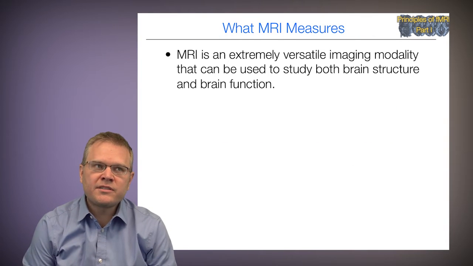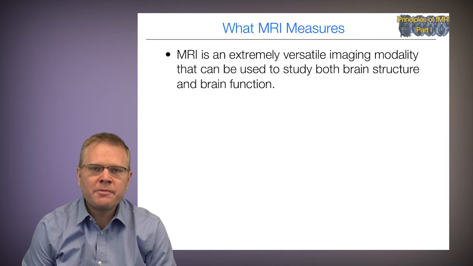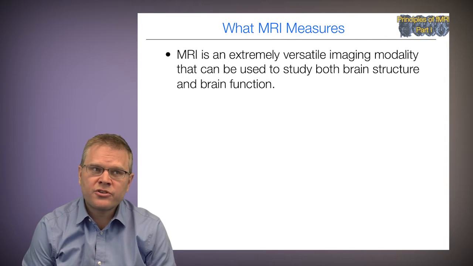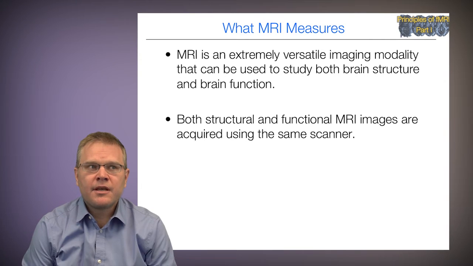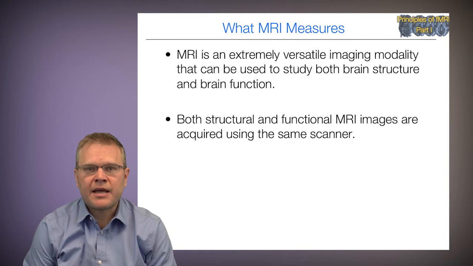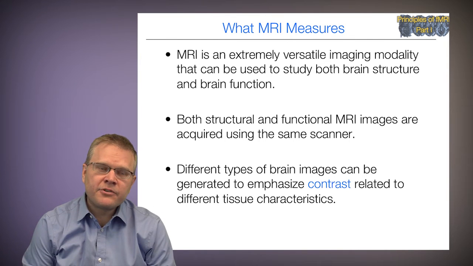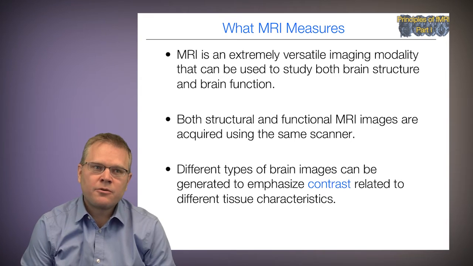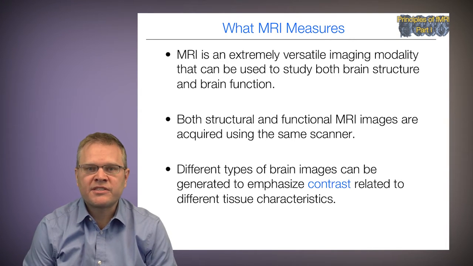So what does MRI measure? Well, MRI is an extremely versatile imaging modality, and it can be used to study both brain structure and brain function. Both structural and functional MRI images are acquired using this same magnet. And different types of brain images can be generated to emphasize contrast, which is related to different tissue characteristics in the brain.